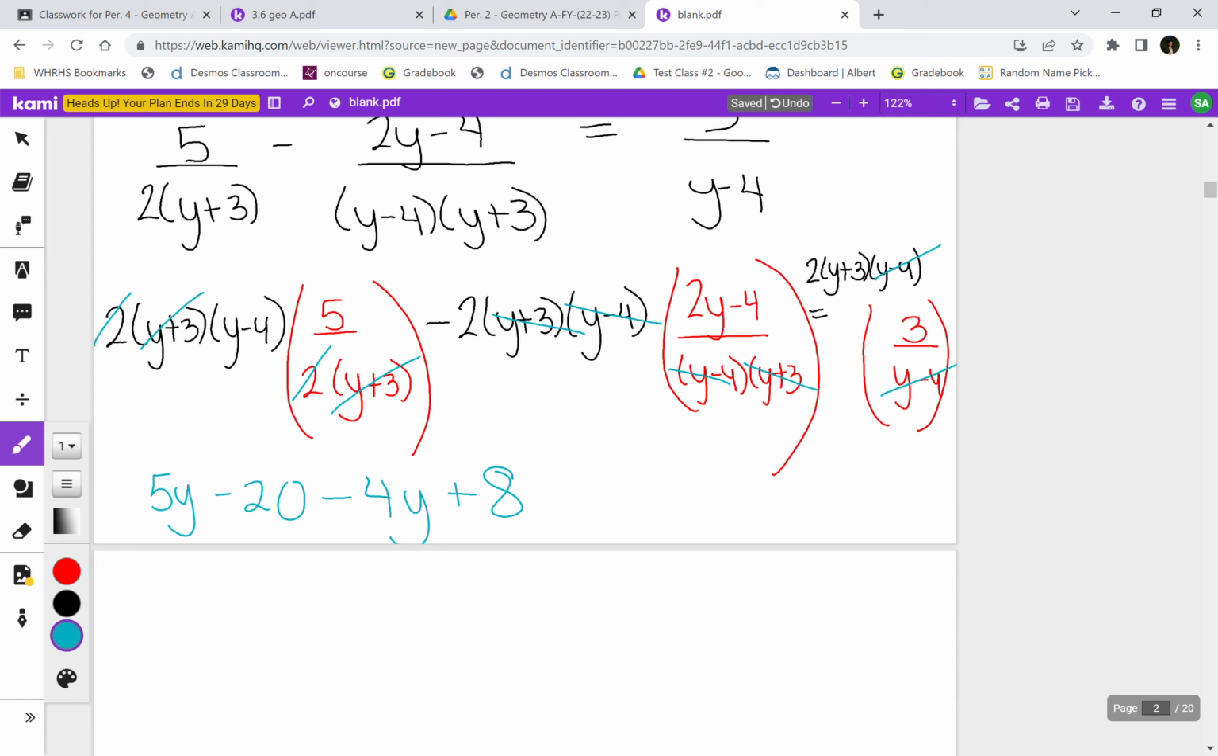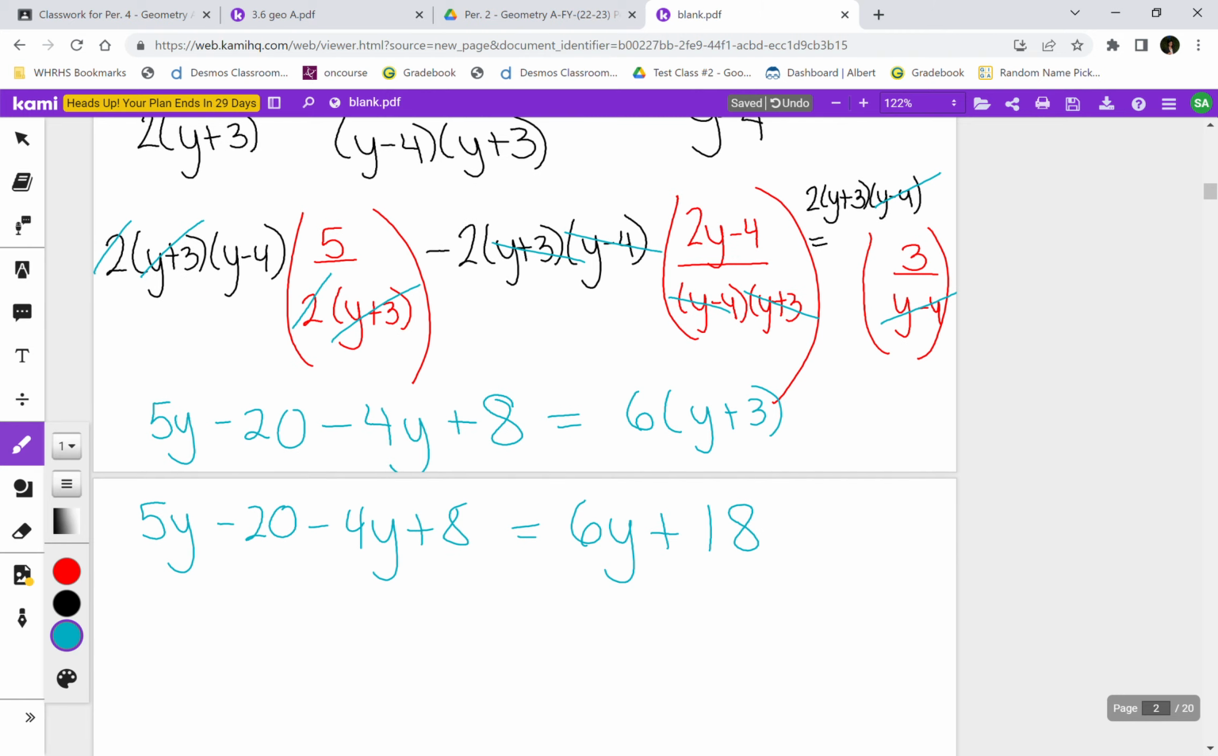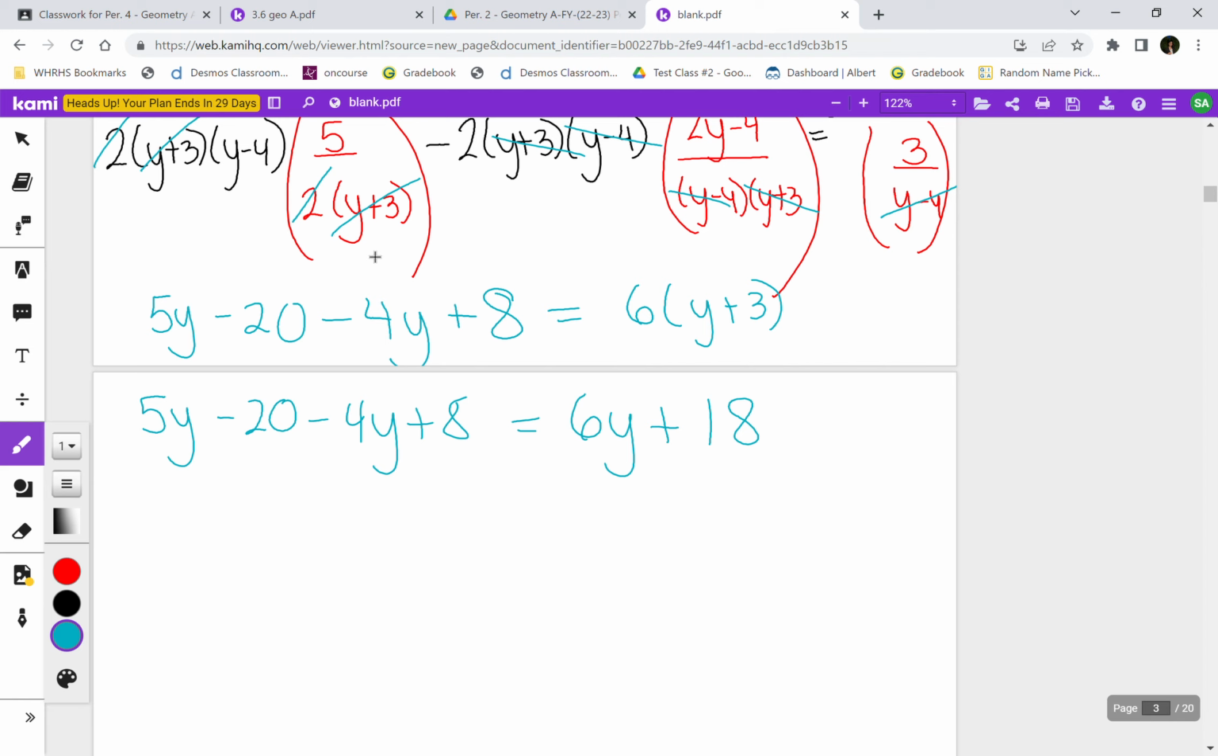So do you guys agree this is going to be 6 times y plus 3? Because it's a 2, a y plus 3, and then another 3. So 2 times 3 is 6. So we are 5y minus 20 minus 4y plus 8 equals 6y plus 18. All right. Solve for y. I'm going to combine my like terms. So on the left side, I have 5y minus 4y is going to be y minus 12 equals 6y plus 18.